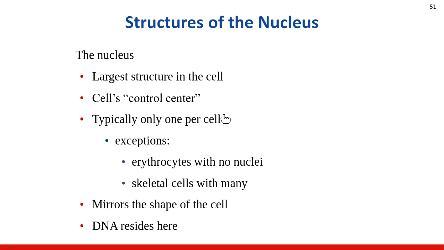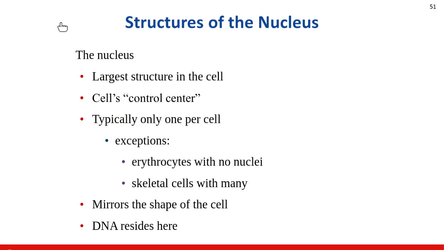Okay, now most cells only have one nucleus. Some cells have more than one, and some cells have none. So we've already seen when we were doing the tissues that skeletal muscle cells are multinucleated. Cardiac muscle cells can have one to two nuclei. All right, and then some cells have none. That would be like a red blood cell, an erythrocyte. Okay.